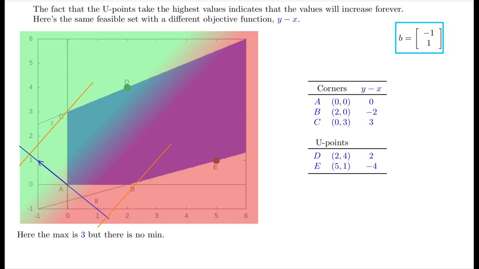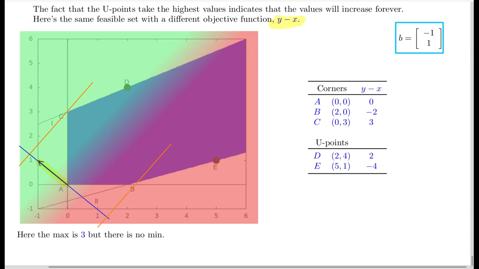Let me caution you that it isn't necessarily the case that when you have an unbounded feasible set there will be no maximum but there will be a minimum. It actually depends on the precise nature of the objective function. As an example, suppose your objective function is y minus x. That corresponds to a vector b equal to (-1, 1). The coefficient of x is negative 1, the coefficient of y is 1. I've graphed that over here. (-1, 1) points that way.